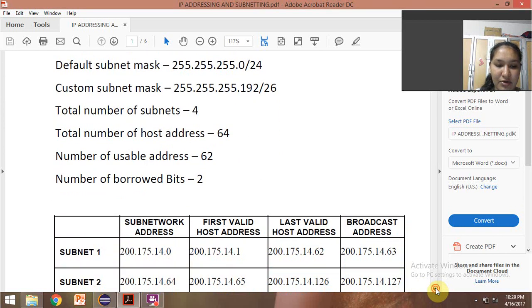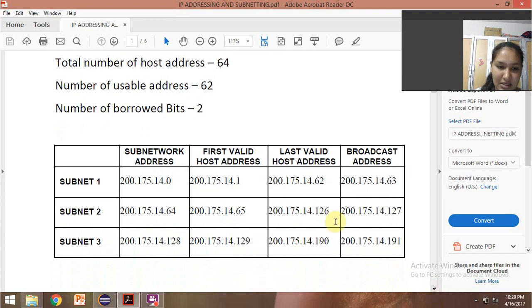Then we have to find the three subnets. The first subnet address is 200.175.114.0. For finding the first valid host address, we have to add 1. Then we get 200.175.114.1. Then the last valid host address we have to find by adding 62 to this. Then we will get the last host address. For finding the broadcast address, we have to add 1 to it.